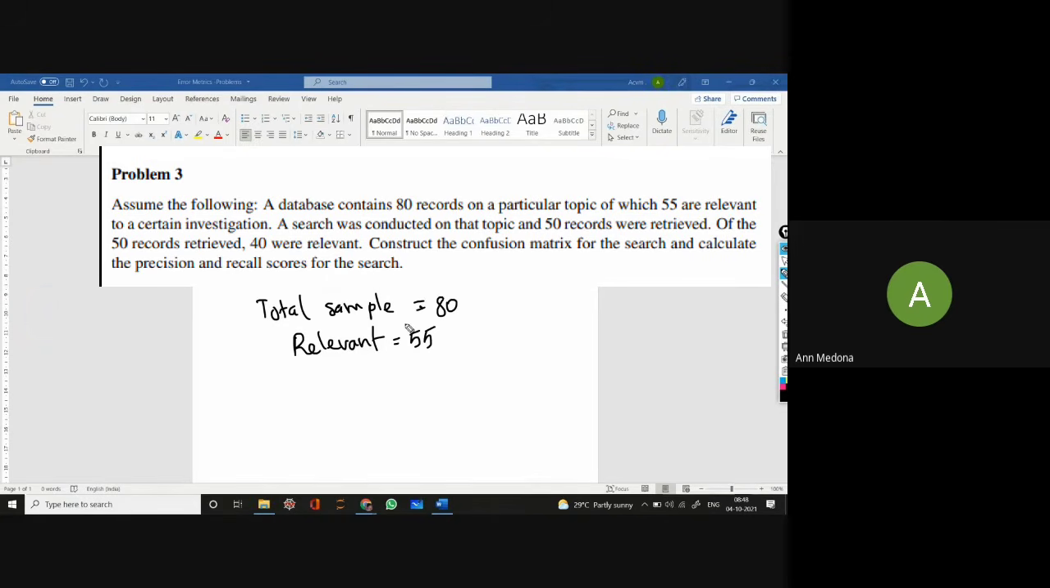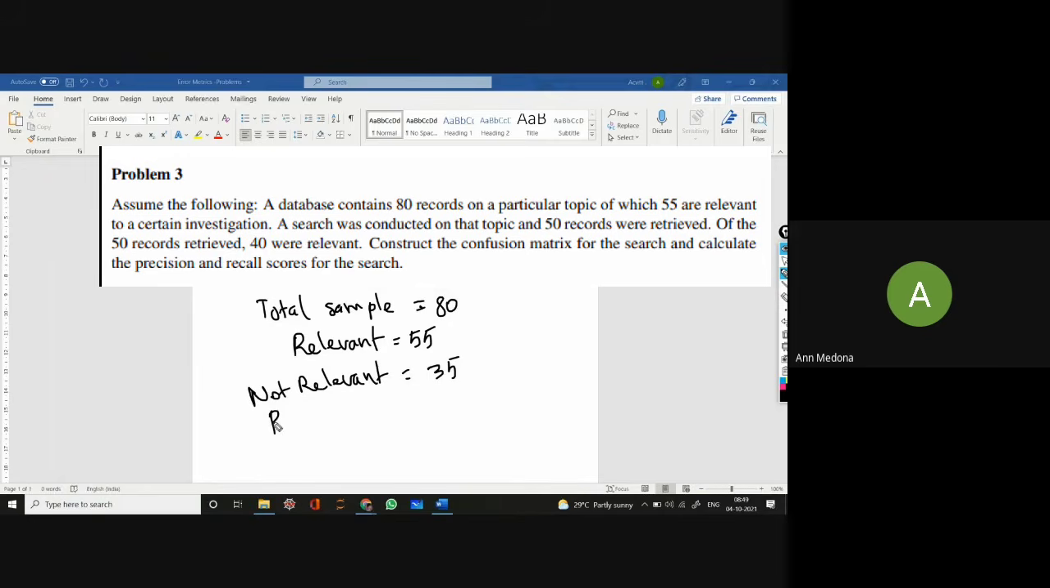So this is the total sample. Out of total sample, 55 are relevant. And not relevant is equal to, if you subtract this, you will get the number of not relevant samples. 80 minus 35, sorry, 55, which will be equal to 35. So this is the data which we obtained from this first line. Now it is given: a search was conducted on the topic and 50 records were retrieved. Okay, so we are doing a search and 50 records were retrieved. Or you can say this is the predicted value.